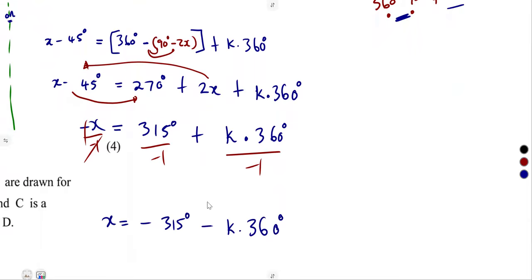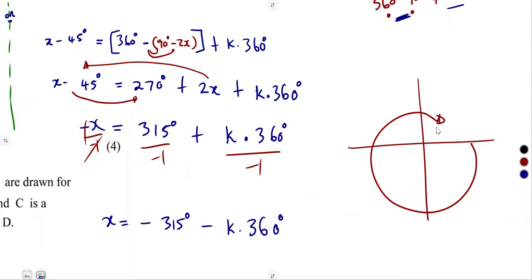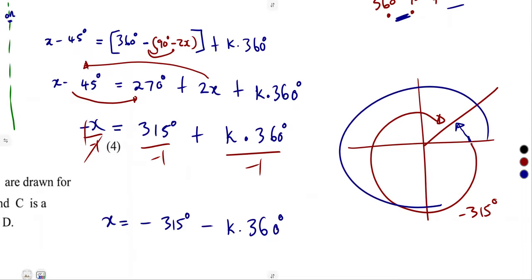So this is a negative angle. Remember, when you're referring to negative angles, minus 315 is something like this. It's a negative angle. But it's the same as what? It is the same as this angle taken from the same point to here in the anti-clockwise direction, which is 360 minus 315, which is what? 45 degrees. They are equal. These two angles, they are equal in value.